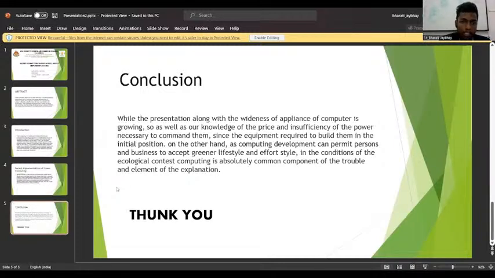Conclusion. With growing awareness of computers, knowledge of the price and inefficiency of power generation grows as well, as does the equipment required to build an ideal position. On the other hand, as computing develops, people and businesses can accept a green lifestyle. In the ecological context, green computing is able to contribute to the trading and elements of the exchange. Thank you.